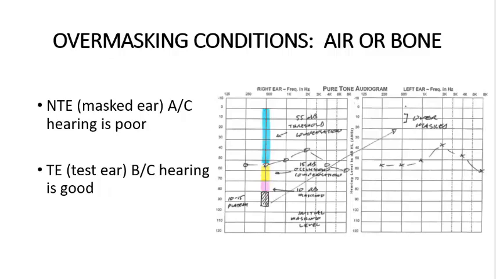So you can see the level that's proposed ultimately for this right ear at 500 Hertz ends up being 95 dB. At that high intensity level, it's quite likely that the masking noise will cross over to the left ear, where it could potentially affect the hearing at 500 Hertz on that side.